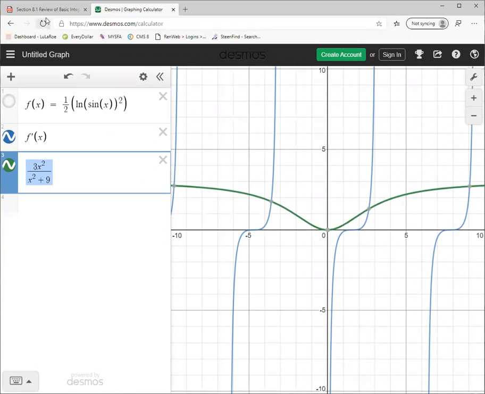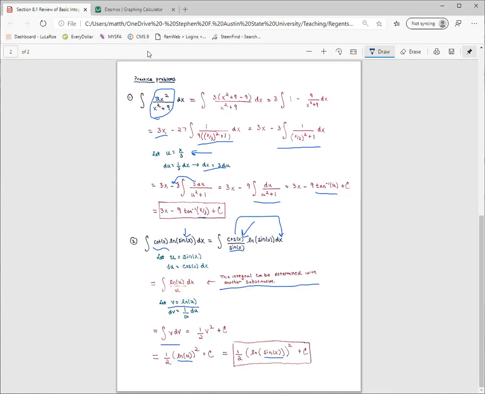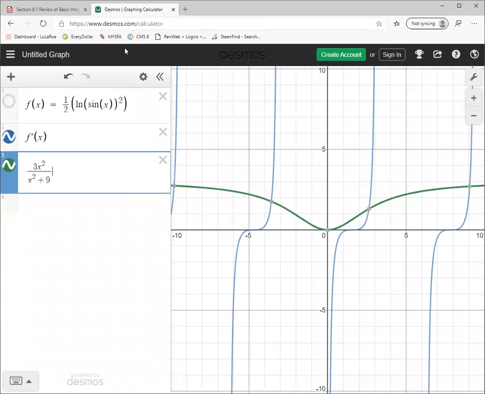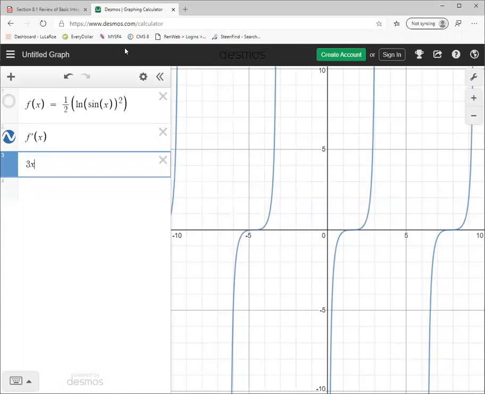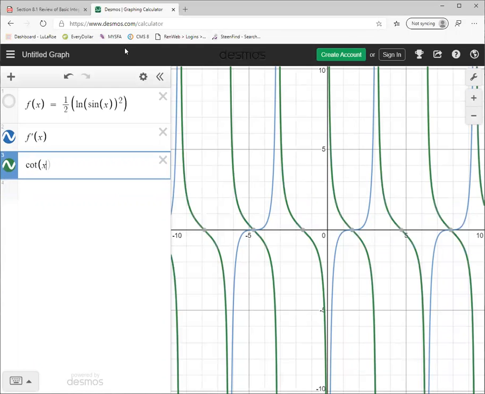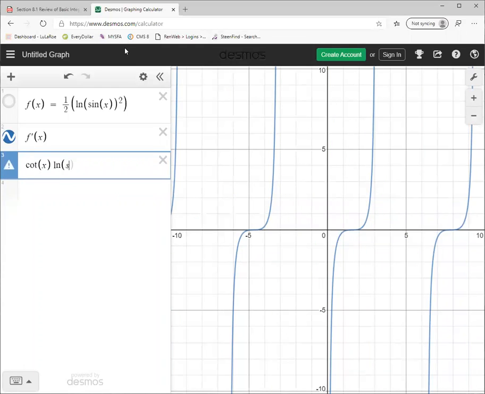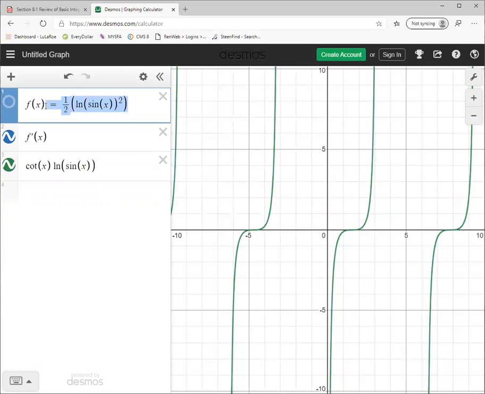And we're trying to verify if that equals cotangent x natural log of sine x. So cotangent of x natural log of sine x. You see they're right on top of each other, which means this function is the antiderivative of that function.